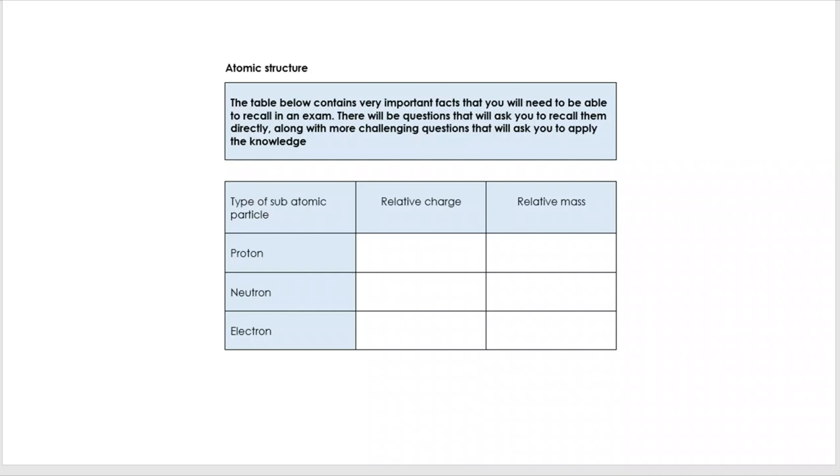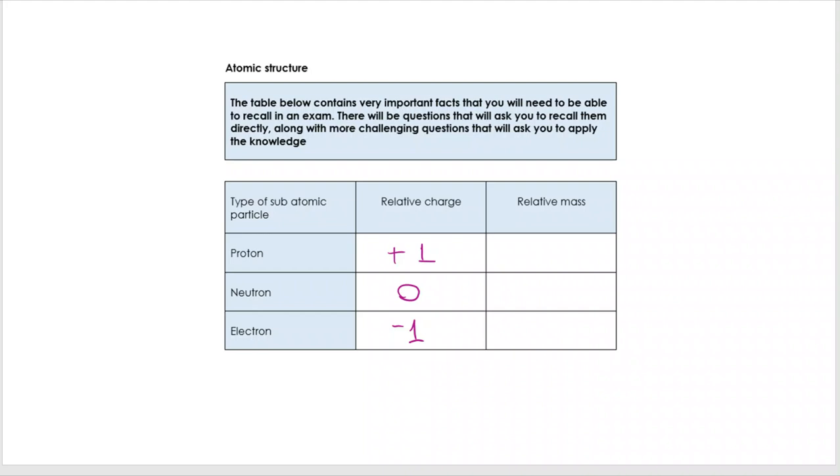So if we take a look through the relative charges, remember we use relative charges because we don't want to use the real numbers. They're far too small, far too fiddly. We have got to remember that protons are positive, electrons are negative, and the relative charges are +1 and -1. Neutrons are neutral. They have a charge of 0. So proton positive, neutron neutral, electron, the other one, negative.